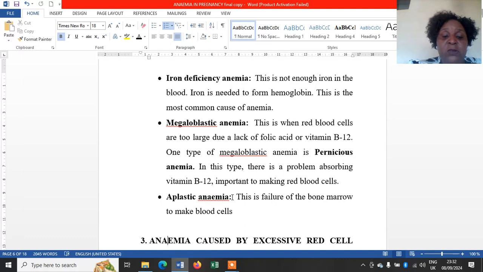Then we can also have aplastic anemia. This is failure of the bone marrow to make the red blood cells due to conditions like infections, genetics, cancers, etc. The bone marrow may fail to reproduce the red blood cells, and this mother will be having what we call aplastic anemia.